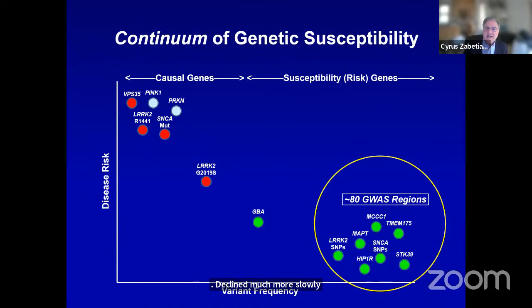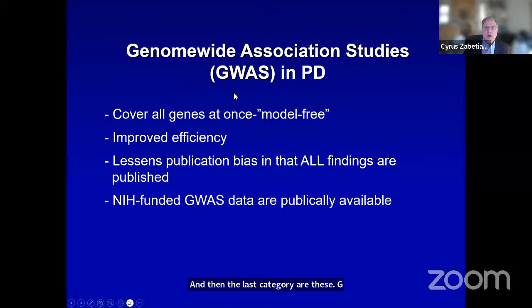And then the last category are these GWAS hits, these susceptibility genes. And the advantages of GWAS: prior to the GWAS era, there were candidate gene studies that would look at a handful of genes based on some sort of biological hypothesis about the disease. And these were oftentimes negative and conflicting. And the nice thing about the GWAS era, which started about 14, 15 years ago, was that it covered all genes at once. So it was model-free. It improves efficiency and forces you to present and publish all of your results. It definitely lessens publication bias because of that.